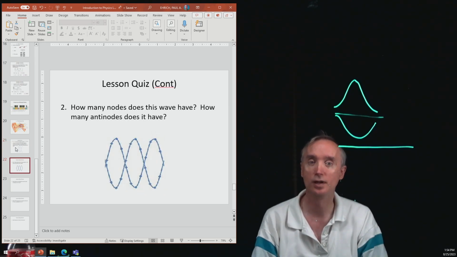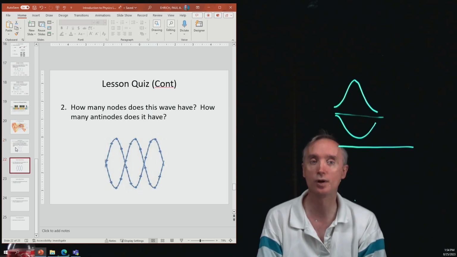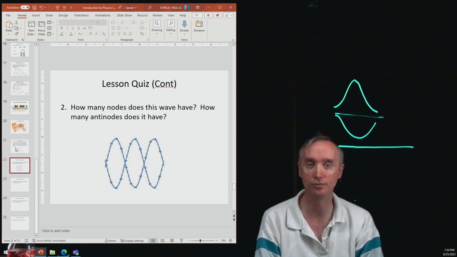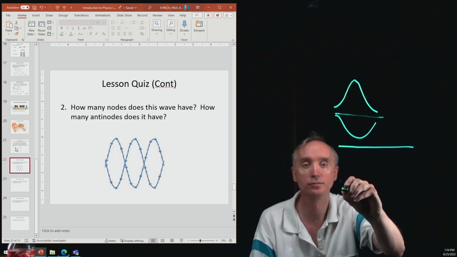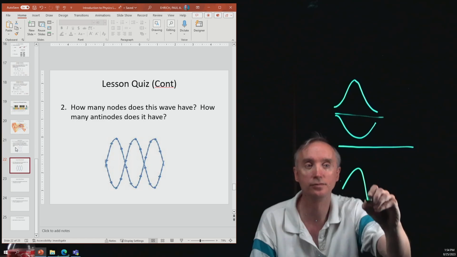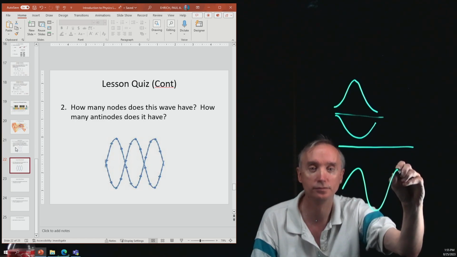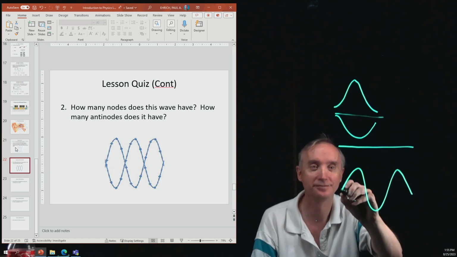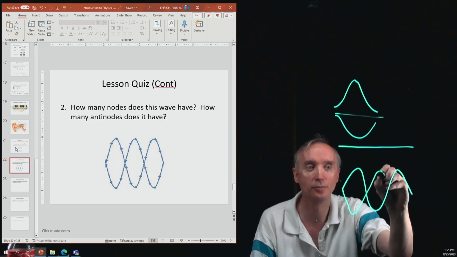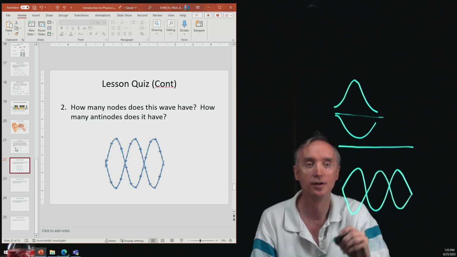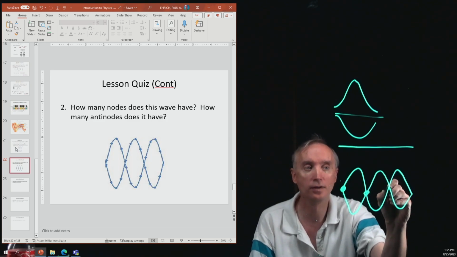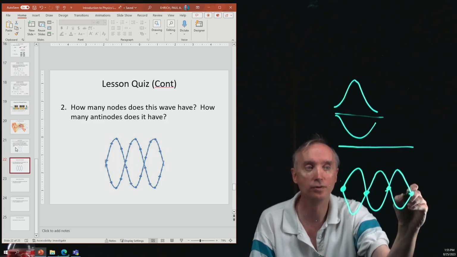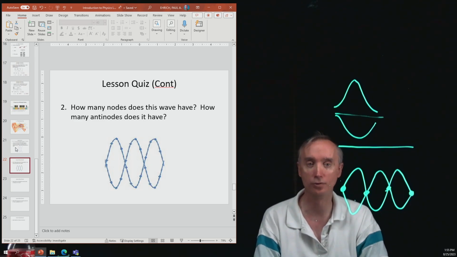Question number 2, how many nodes does this wave have and how many antinodes does it have? So the node is going to be where the wave is coming together. Okay, so it's going down and up and then down, and then it's going down and up and then down like that. So you've got a node, and then a node, and then a node, and then a node. So this one has 4 nodes.